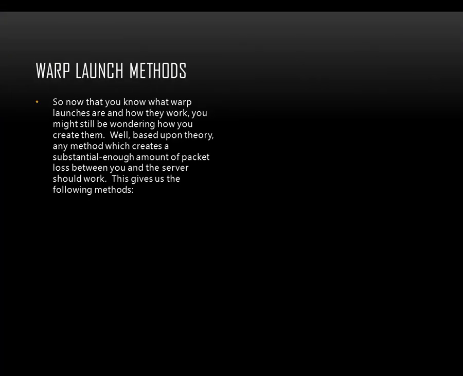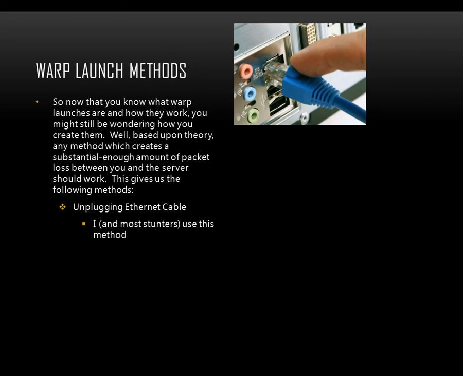So now that you understand how warp launches work, you probably are wondering how you create them. Well, based upon the theory, just basically everything I just explained to you, any method which creates a substantial enough amount of packet loss between you and the server should work. This gives us the following methods. Unplugging your Ethernet cable. This is what me and most stunners use.